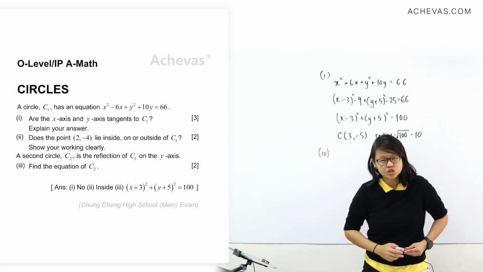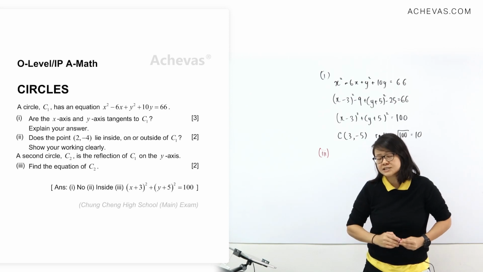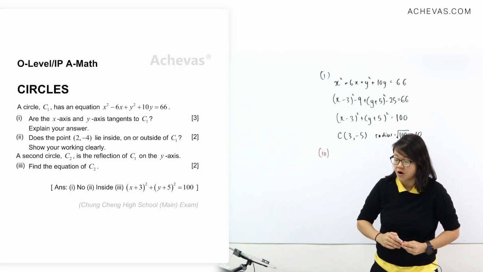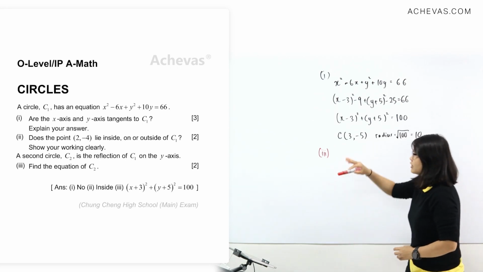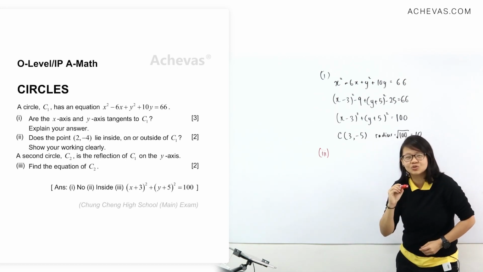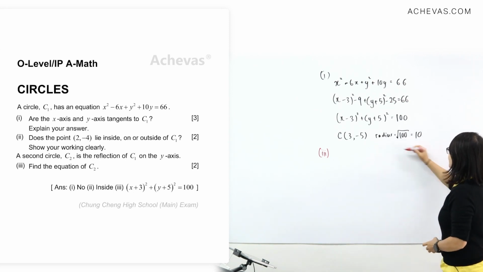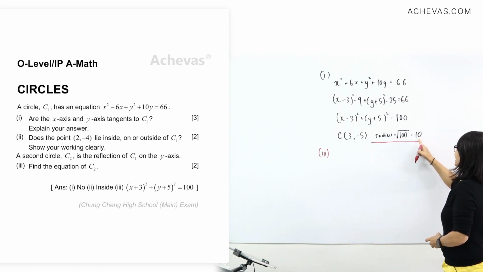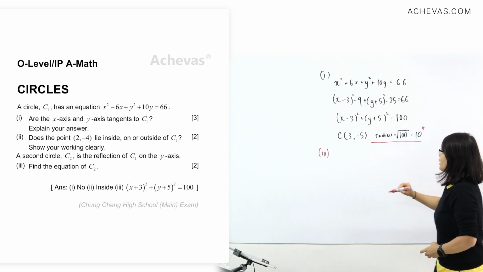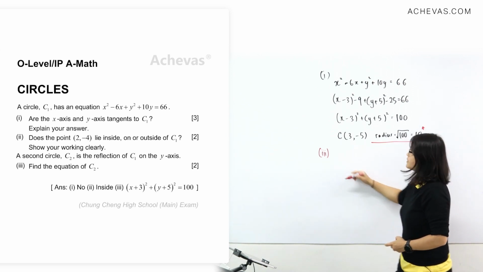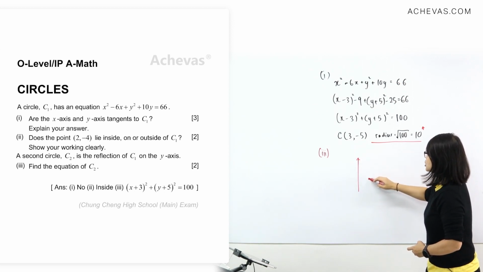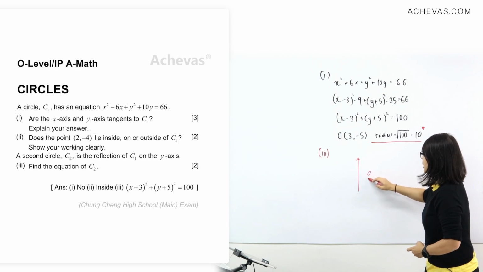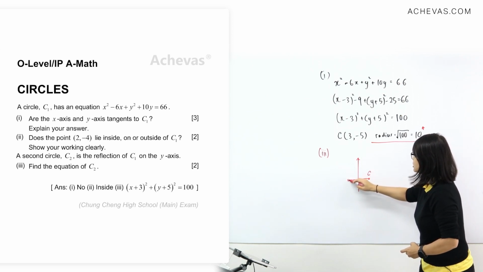Now let's take a look at part 3 of the question. A second circle C2 is the reflection of C1 on the y-axis. Find the equation of C2. Now when we are doing a reflection of the circle, what you need to notice is that the radius remains unchanged. So I'm going to use back this number 10. What we're going to change is this one here. Let me draw the y-axis. (3, -5), it will be on the right hand side.